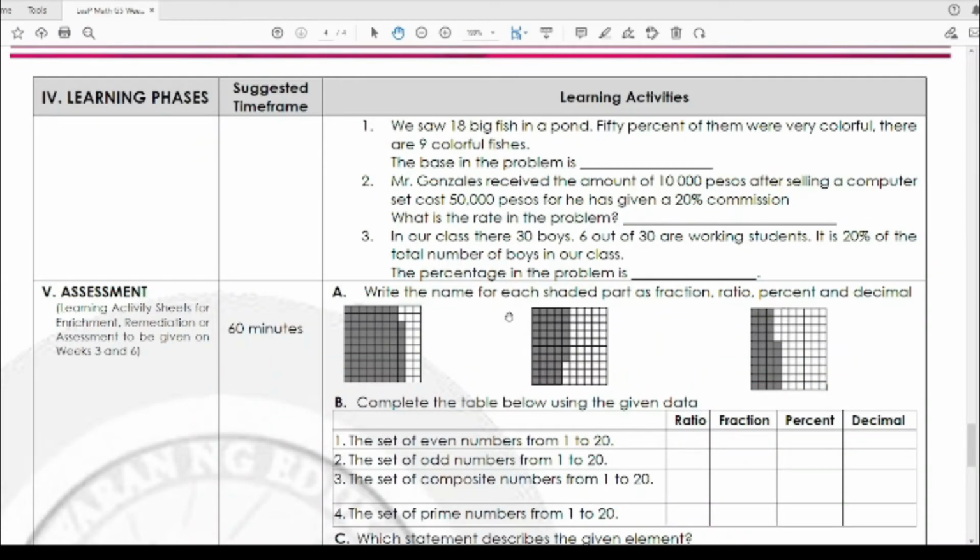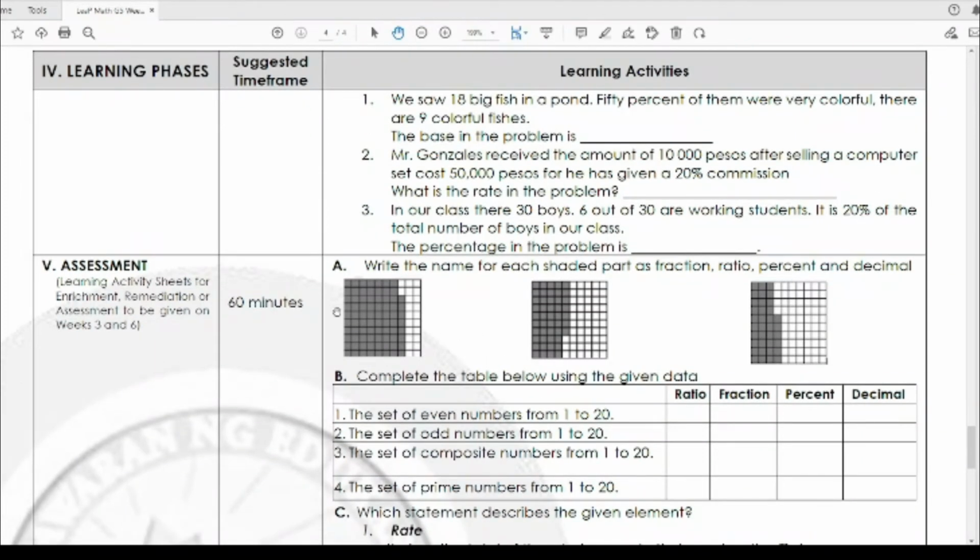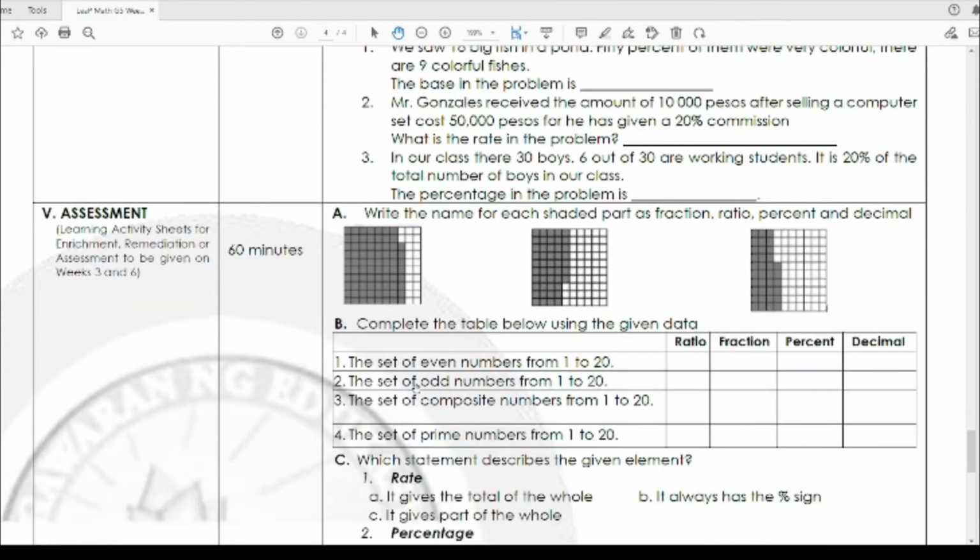Okay, for our assessment, we have here 3 figures. Write the name of each shaded part as a fraction, ratio, percent, and decimal. So this is also a repetition of our activity from the top. From the first figure, you will write the fractional equivalent of this figure, the ratio, the percent, and decimal number. So each figure has 4 answers.